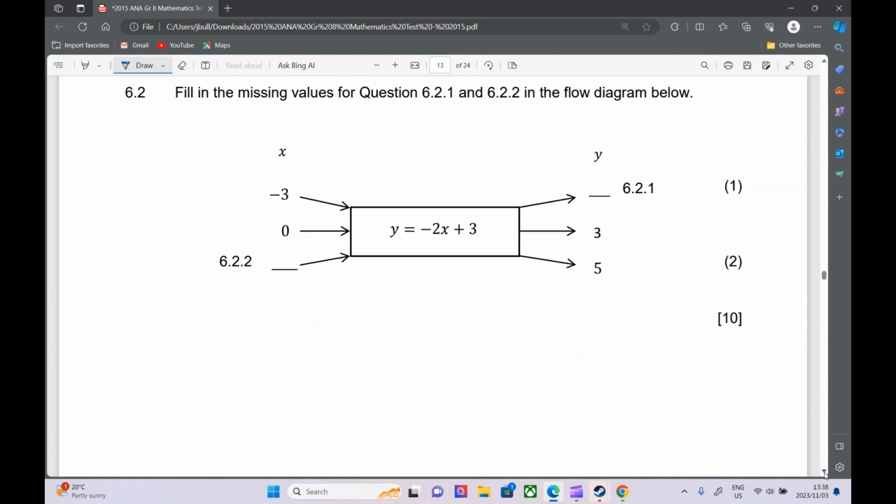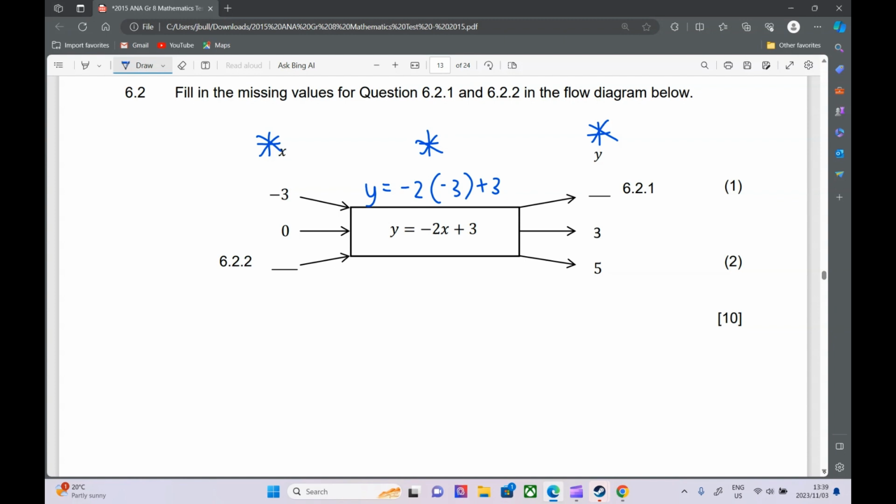Okay, 6.2, fill in the missing value. So we've got a spider diagram or a flow diagram here. How this works is you have an x value, you plug the x value into an equation, and you get out a y value. Okay, so here they tell us when x is minus 3, they want us to work this equation out and get our y value. So at the top, we're just going to write: when x is minus 3, whenever we've got x, we're going to put in a minus 3.